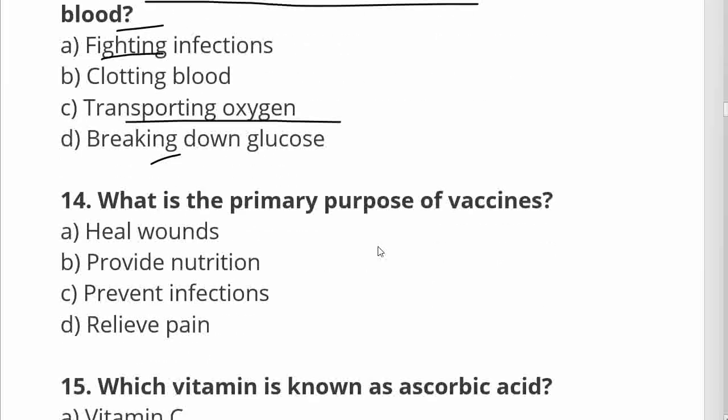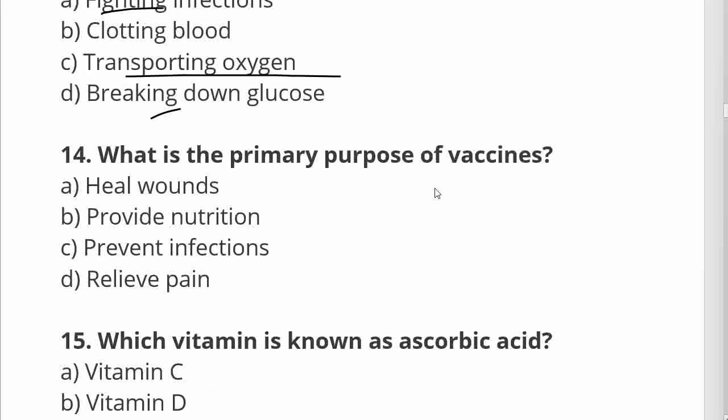Now the next question. What is the primary purpose of vaccines? Options are A. Heal wounds, B. Provide nutrition, C. Prevent infection, D. Relieve pain. Then the right answer is option C. Prevent infection.